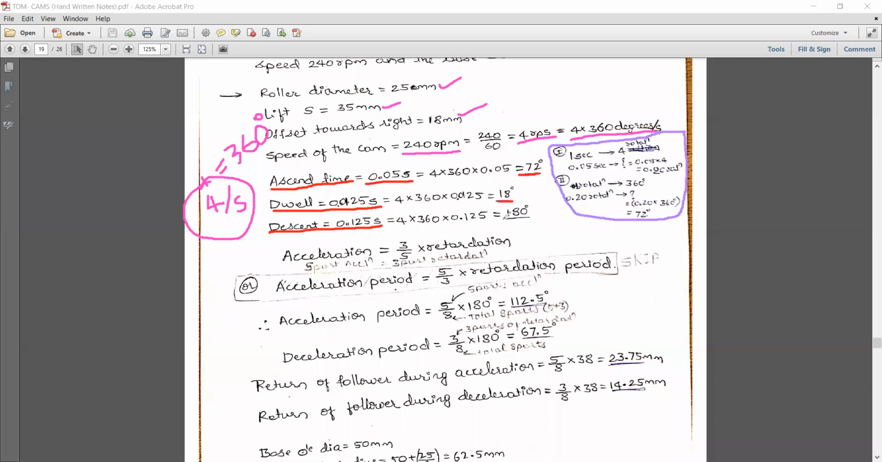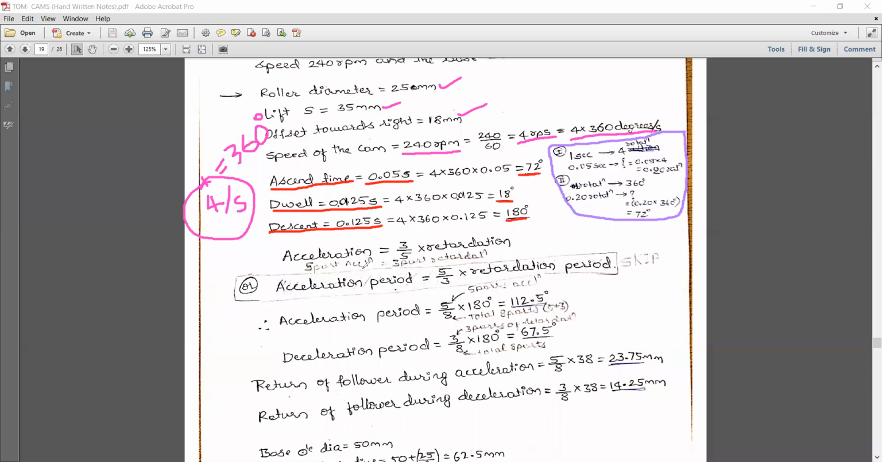Okay, 18 degrees. That means rise is happening at 72 degrees, dwell is at 18 degrees, and return is also called descent. Rise is also called ascent. Descent is 180 degrees, and now comes the very important part: acceleration is equal to 3 by 5 times the retardation. Am I right? They have given it like that. Correct?